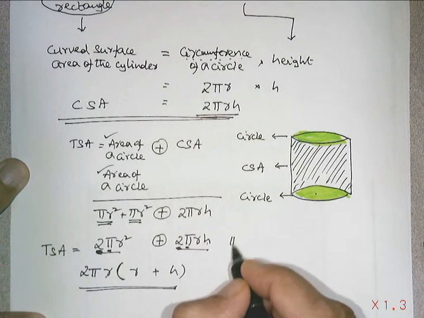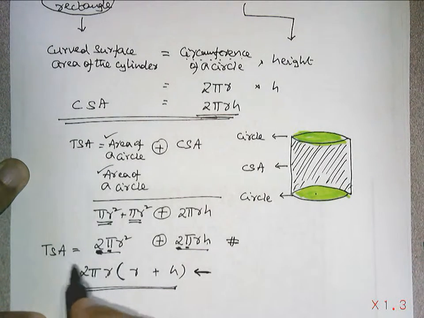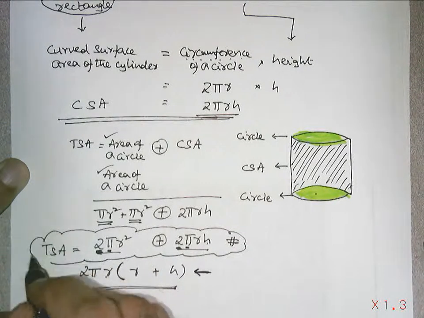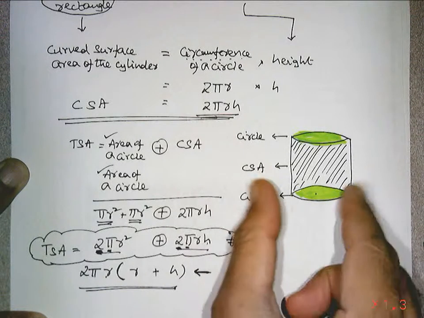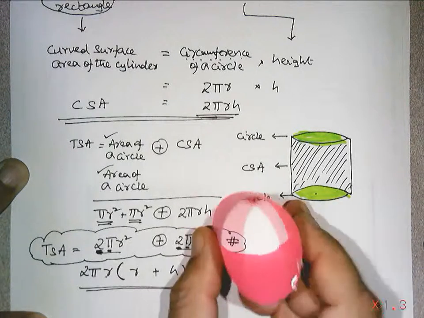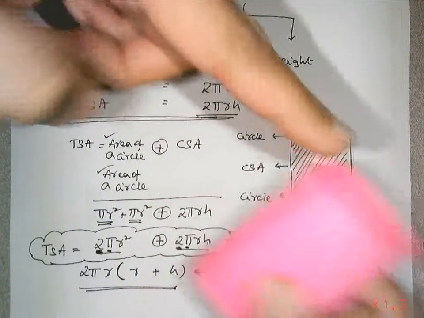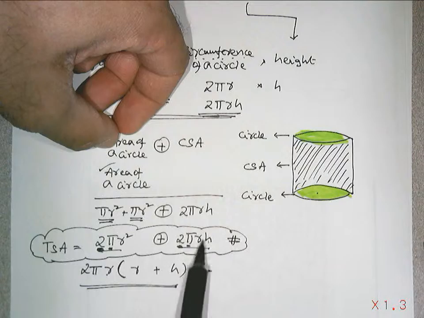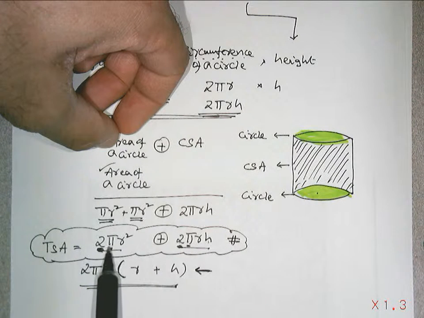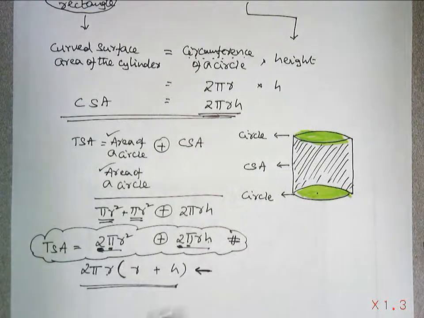There is nothing wrong if you can't memorize this particular rule. You can take that TSA is equal to 2 pi r square plus 2 pi r h. Usually I close my eyes and think of the cylinder. When someone asks me what is the total area of a cylinder, it is CSA, which is 2 pi r h, plus two circles, so that 2 pi r square. So usually I remember the total surface area as CSA of a cylinder plus 2 circles, which gives me 2 times pi r square. So there is nothing wrong. If you want, you can take this one, or else if you can memorize, you can use this formula. That's it.